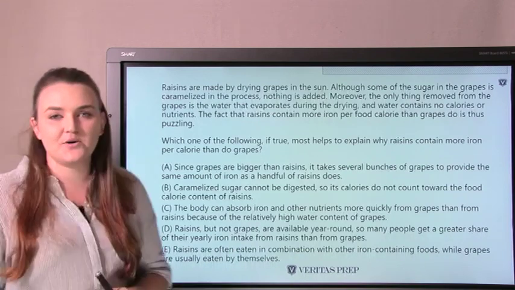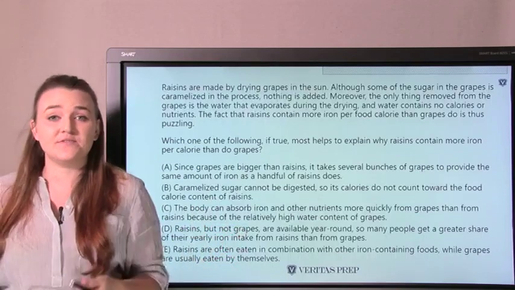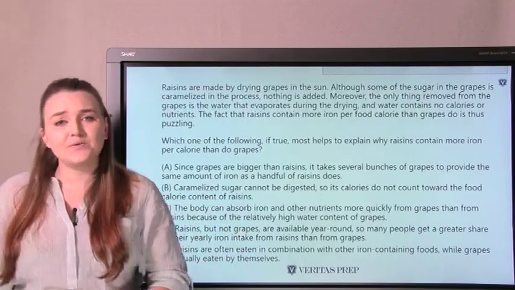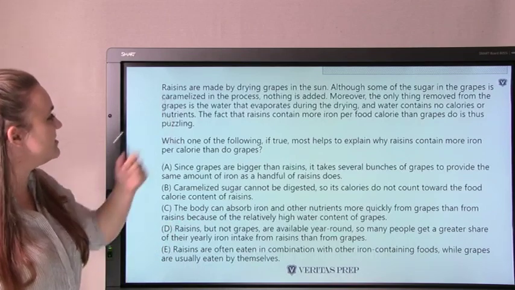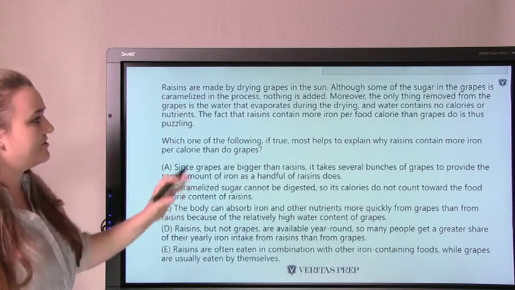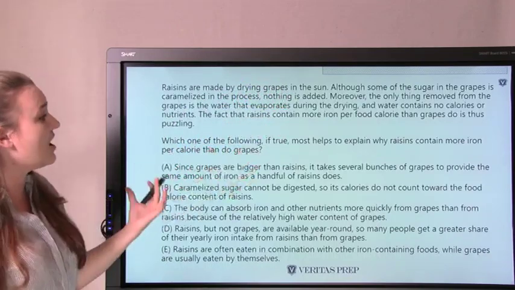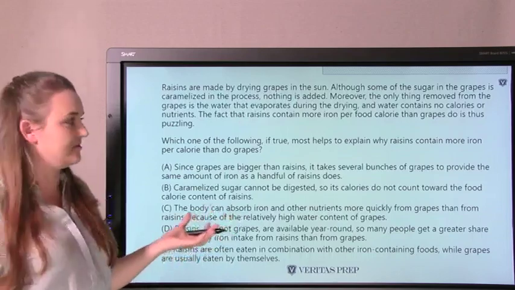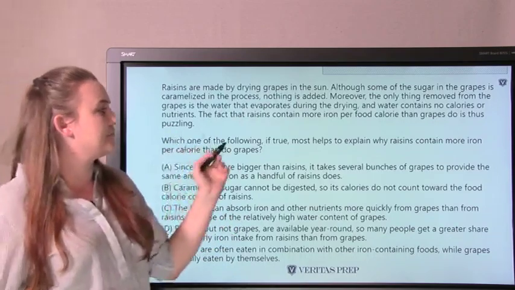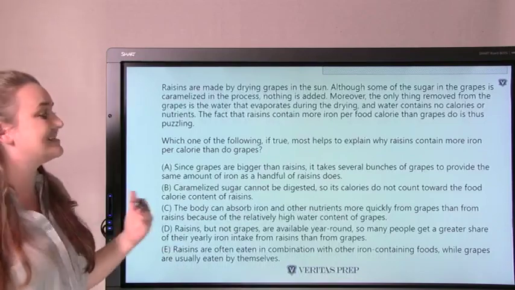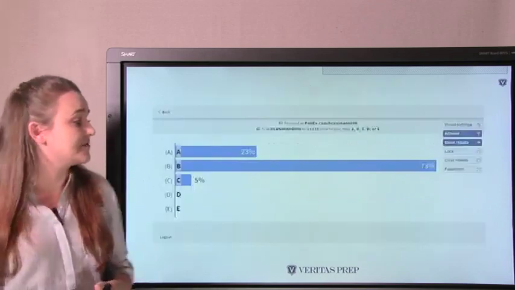All right, folks, so our 2 minutes are up. If you haven't had the chance to respond in that polling, please feel free to go ahead and do so. Otherwise, let's get a little bit of a conversation going. So we've got that raisins are made by drying grapes in the sun. Although some of the sugar is caramelized, nothing is added, and the only thing removed is water, and water contains no calories or nutrients. So the fact that raisins contain more iron per food calorie than grapes do is thus puzzling. Now, I will say, overwhelmingly, you guys chose the correct response here.